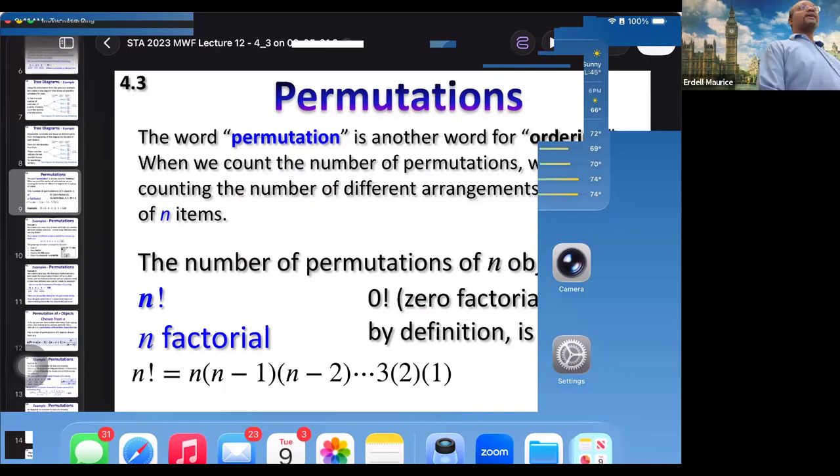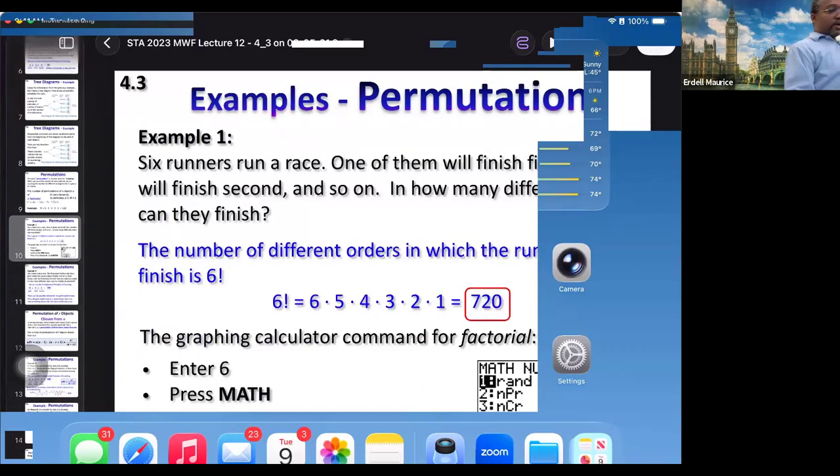A permutation is giving the number of ways something can be ordered. Yes? How many different ways, for example, horses can finish a race? The basic concept right here is if I have 5 items and I want to know how many ways they can be ordered, the answer is going to be 5 factorial. Yes? For example, you have 6 runners in a race. How many ways can they finish? It's going to be 6 factorial: 6 times 5 times 4 times 3 times 2 times 1.